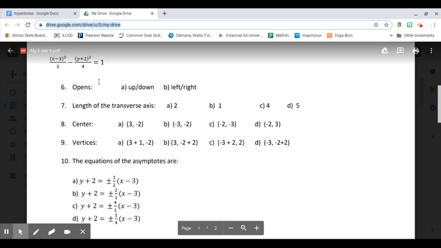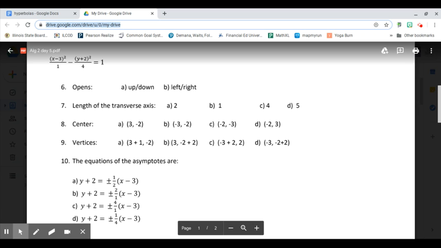Okay, so for number 6, did you answer B, left and right? x squared is positive, so that means it's going to be opening to the left and to the right. Number 7, did you answer A? The length of the transverse axis, remember, is the distance from vertex to vertex. So from the center, you're going to go to the left 1 and to the right 1. 1 plus 1 would give you 2. For the center point, that was hopefully pretty easy for you to figure out. The correct answer was A.